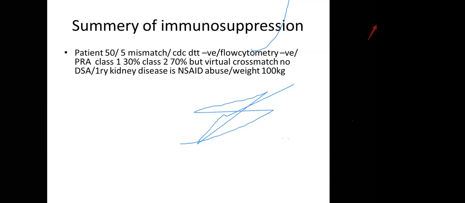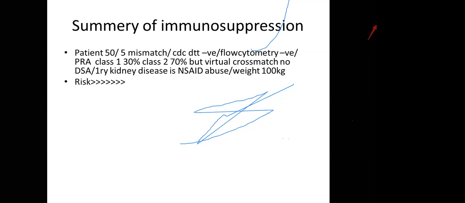This was the case scenario of today. We have a male patient, 50 years, with 5 mismatches. CDC is negative, flow cytometry is negative, and you did a calculated PRA: class 1 was 30% and class 2 was 70%, but the virtual cross match shows no DSAs. Primary kidney disease is NSAID abuse, and his weight is 100 kilograms. So first you should decide his immunological risk.